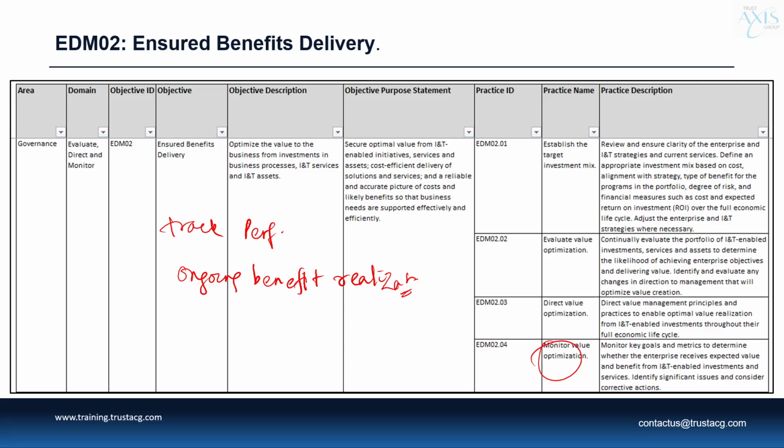Or what is the percentage of expected value that has been realized? Now, these are all some of the metrics that you can leverage to confirm whether this particular practice around monitoring of value optimization is actually meeting its projected outcomes. Okay. So there are various activities that could be implemented in order to achieve the outcome, for example, defining performance objectives and metrics.